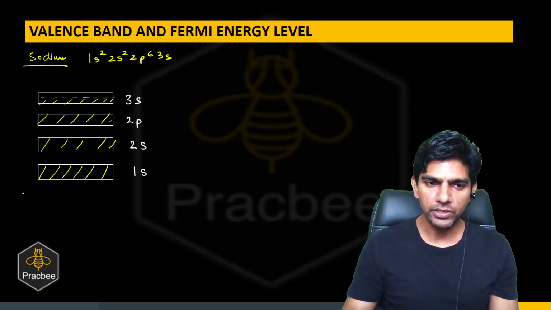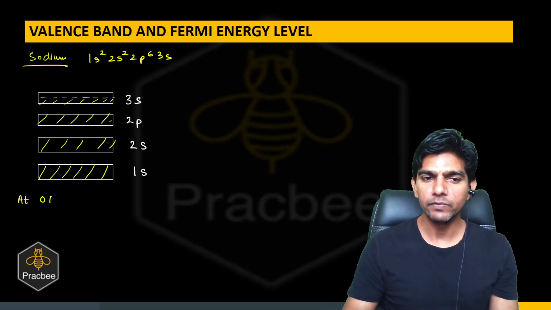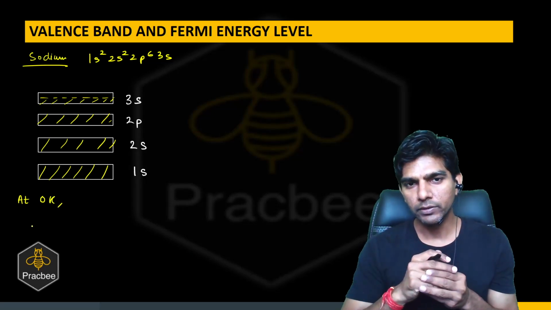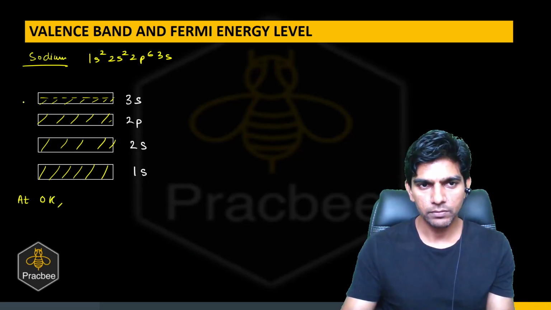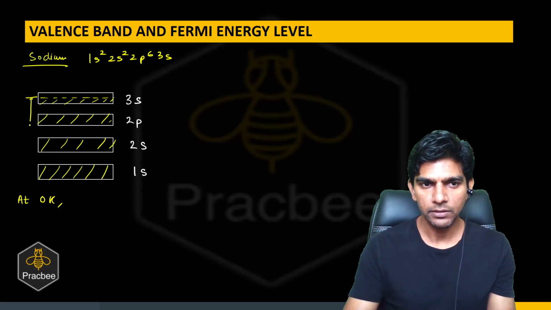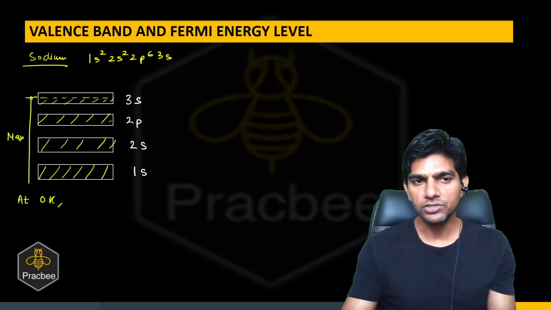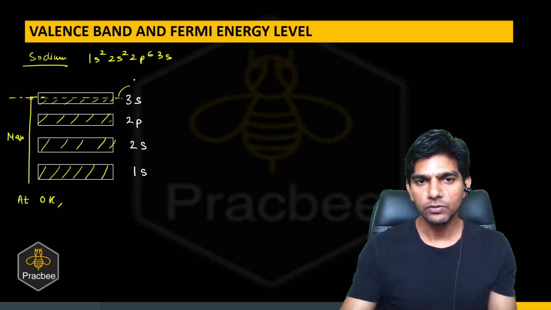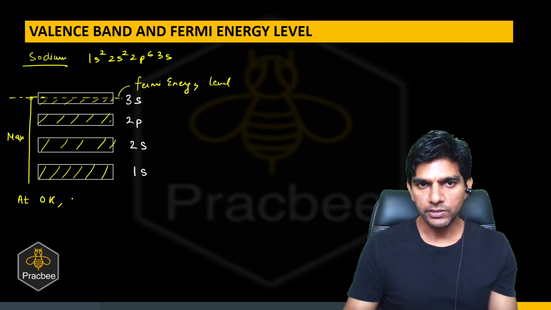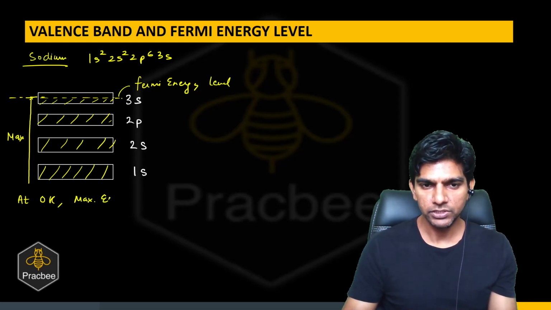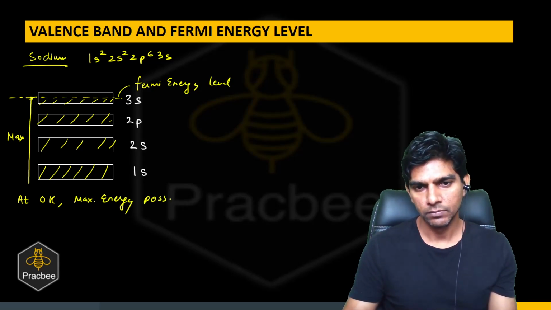So if I take a hypothetical scenario, let us say at 0 Kelvin, the maximum energy possessed by the electron is what? I can say this is the maximum energy possessed by the electron. Now this energy level is known as the Fermi energy level. So at 0 Kelvin, the maximum energy possessed by an electron is called Fermi energy.